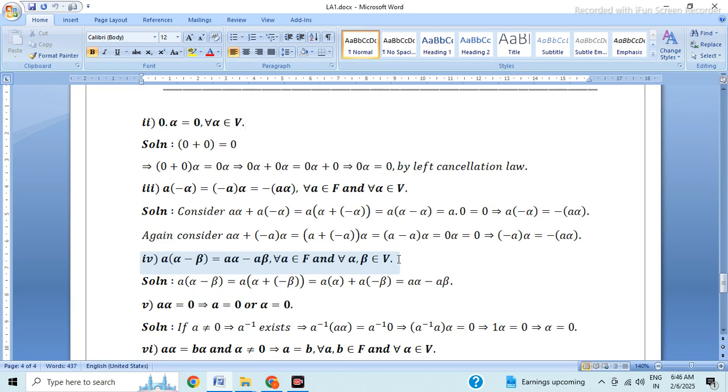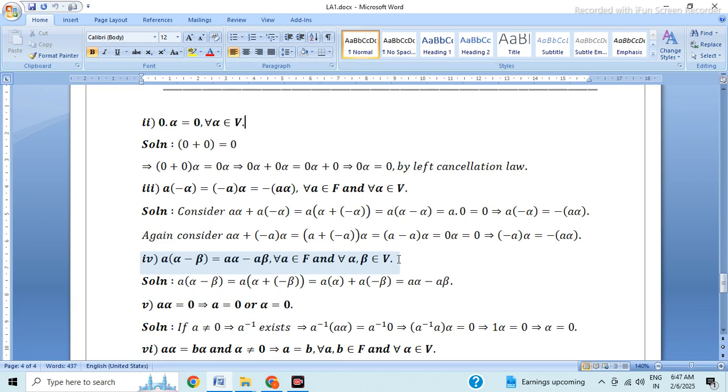Shall I move on to the fifth condition? What is the fifth one? A alpha equal to 0 means we have to prove either a is 0 or alpha equal to 0. A alpha is 0. We suppose a not equal to 0. A not equal to 0 means what do we get? A inverse exists. Why?